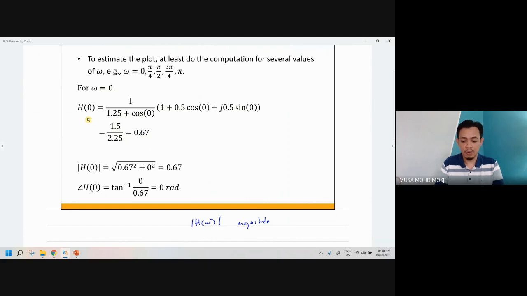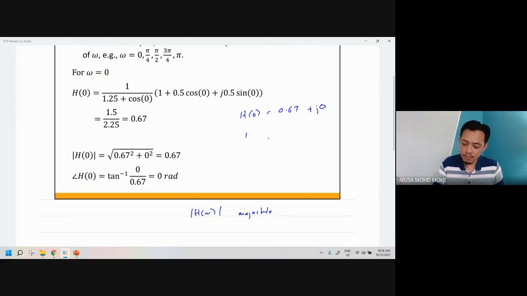Okay, H0. So what is this? H0 is actually equal to 0.67 plus j0. No imaginary, just real part. Okay, so that's it. So from here, what we'll get is just 0.67 square root. So it becomes a 0.67.